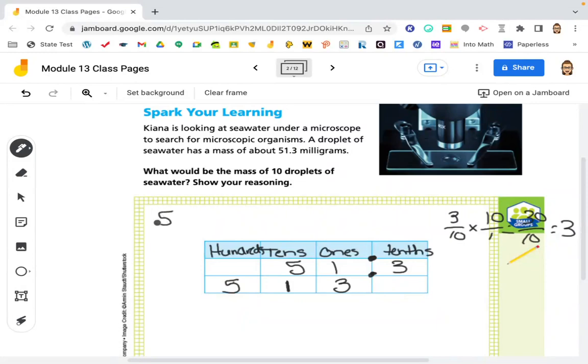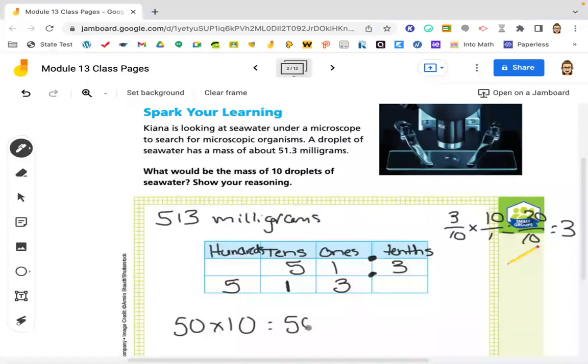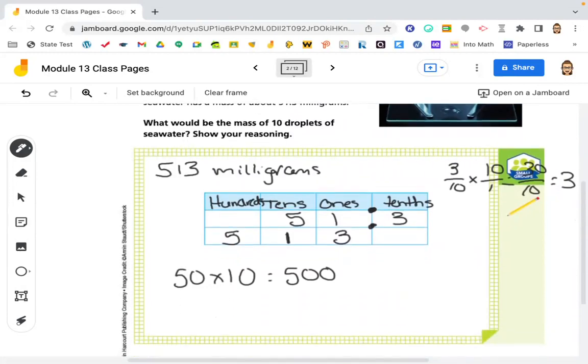So 513 milligrams. And again, I did 50 times 10 equals 500 because my 5/10 equals 50. I did 1 times 10 equals 10. And I did 3/10 times 10 equals 3.